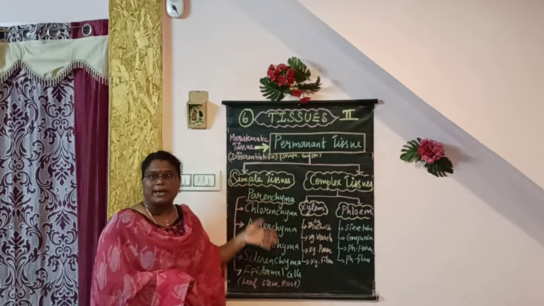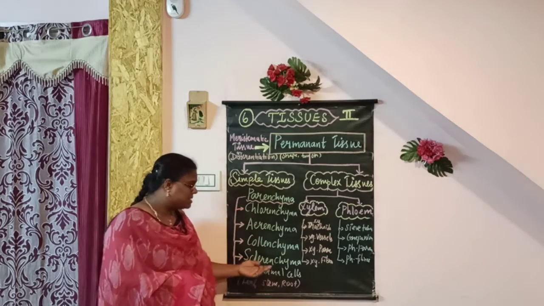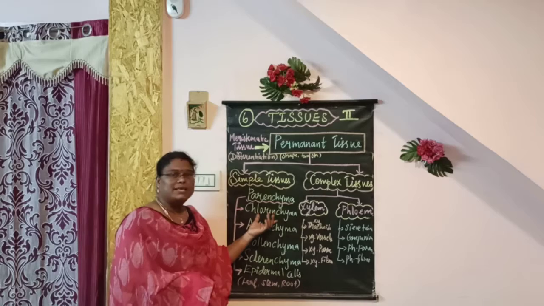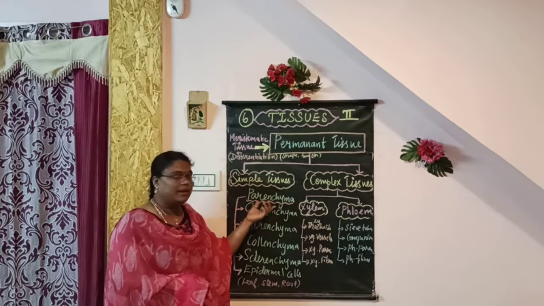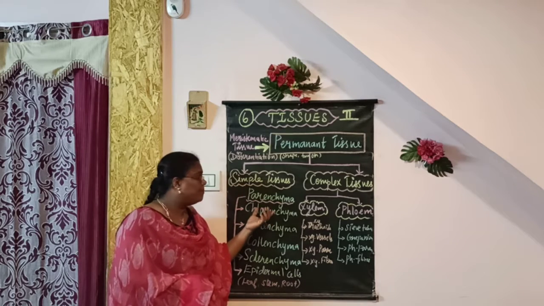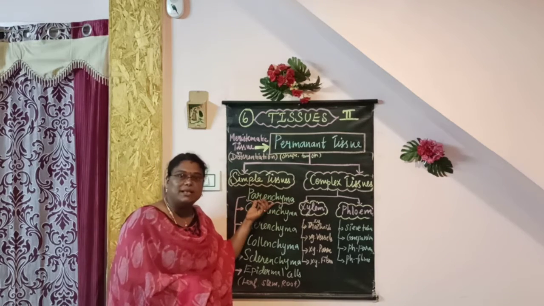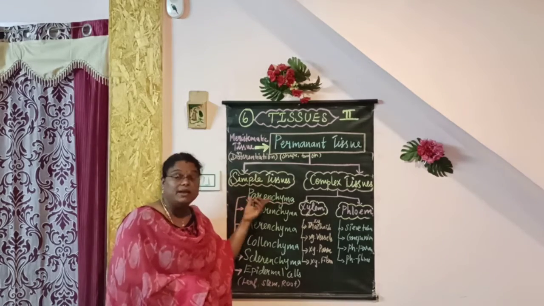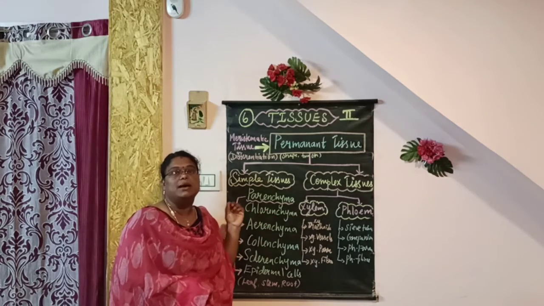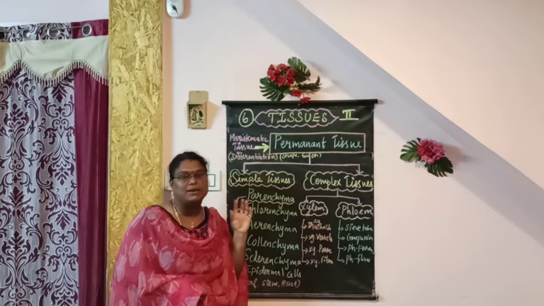There are many types of parenchyma cells like chlorenchyma, aerenchyma, collenchyma, sclerenchyma and epidermal cells. So we'll see what they are. Chlorenchyma is a type of parenchyma cell. When a parenchyma cell contains chlorophyll, it is called chlorenchyma. The function of chlorenchyma is photosynthesis because of the presence of chlorophyll. So it is present in all green parts of a plant.